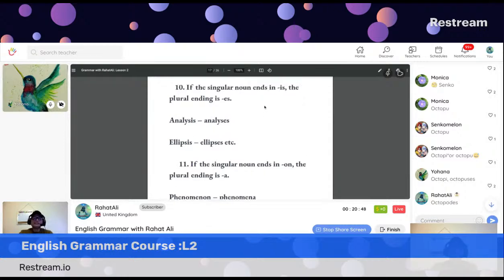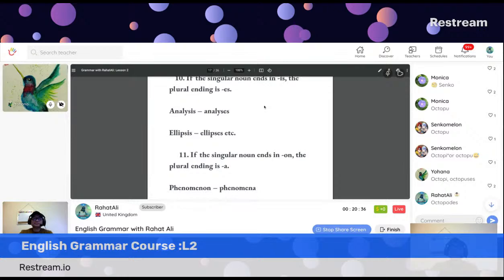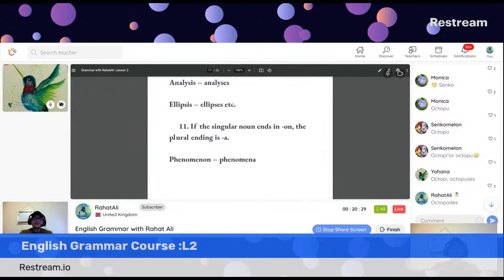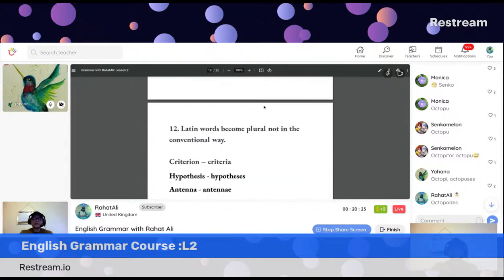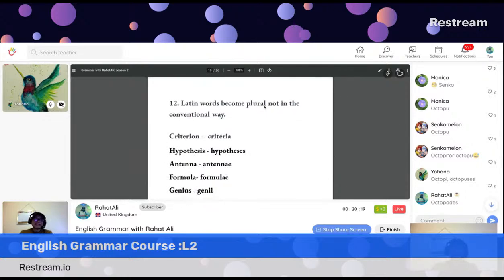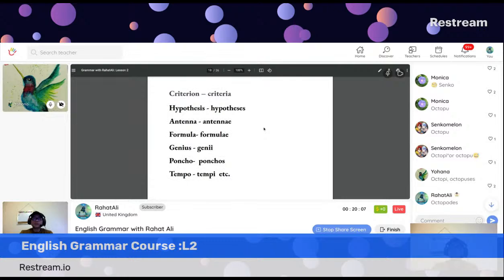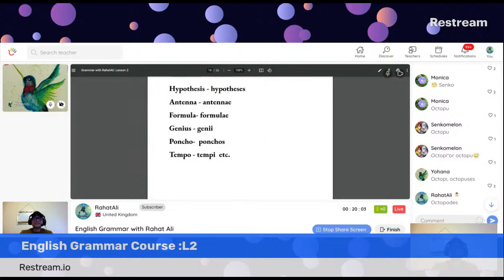Okay, next one is if a noun ends with IS, it becomes ES for plural, like analysis, analyses. Ellipsis, ellipses. And also some other Latin words, like ON, it becomes A: phenomenon, phenomena. There are more Latin words. Criterion, criteria. Hypothesis, hypotheses. Antenna, antennae. Formula, formulae. Genius, genii. Ponchos, ponchos. Tempo, tempi.